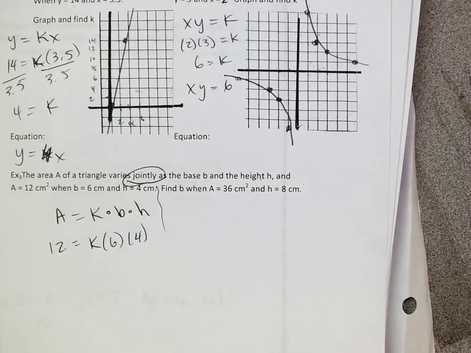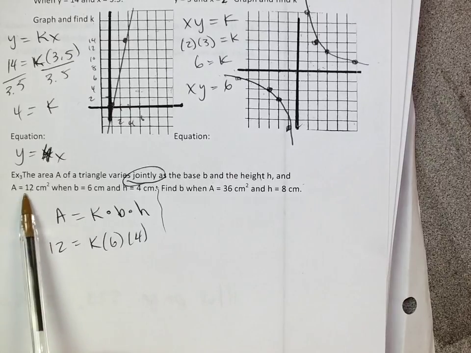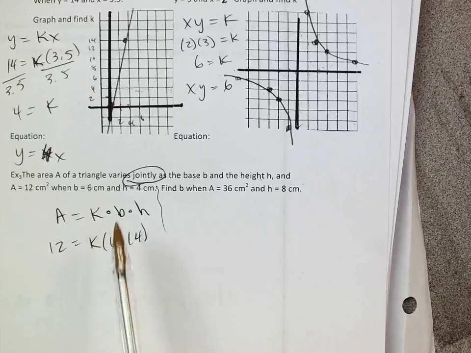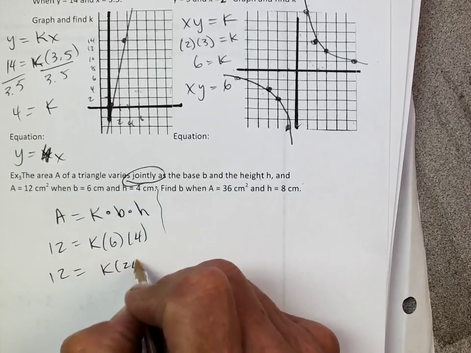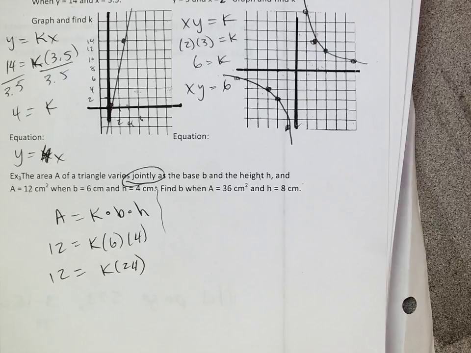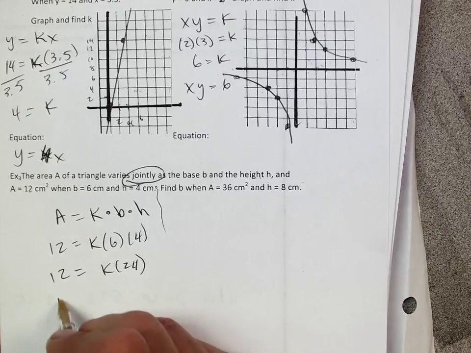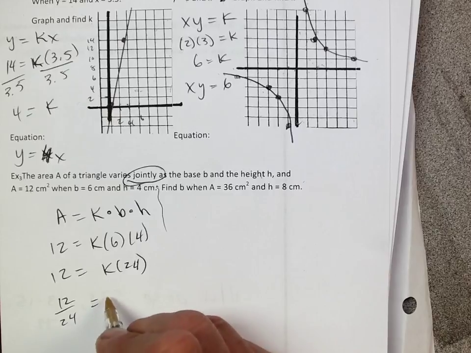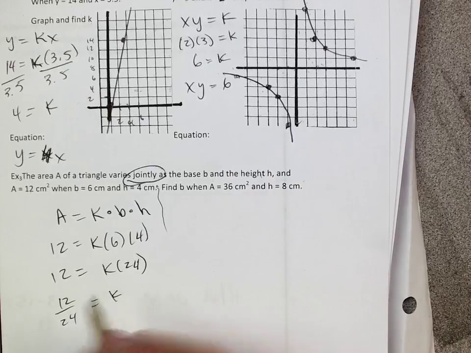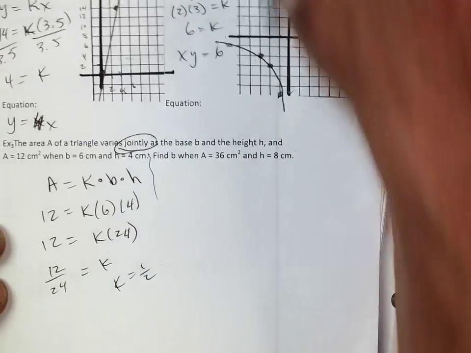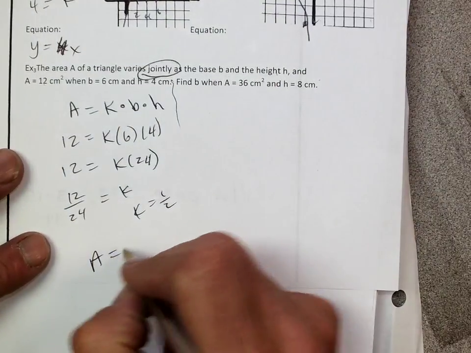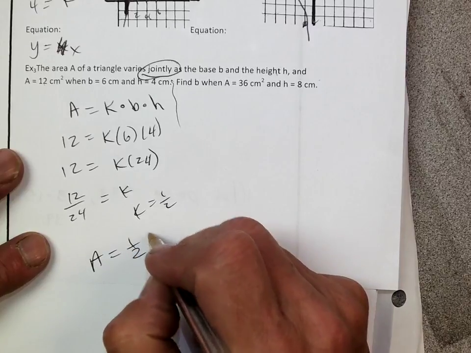So if we need to find K, I already know K is 1/2, but let's say I didn't know that. Plug the 12 in for A, plug the 6 in for B, and the 4 in for H. I knew it was a direct variation, so I'll get 12 equals K times 24, right? Divide by 24, divide by 24, divide by 24. I get 12 24ths, which is what? Exactly. We already knew K had to be 1/2, so K is 1/2. So my formula really should be A equals 1/2 base times height.